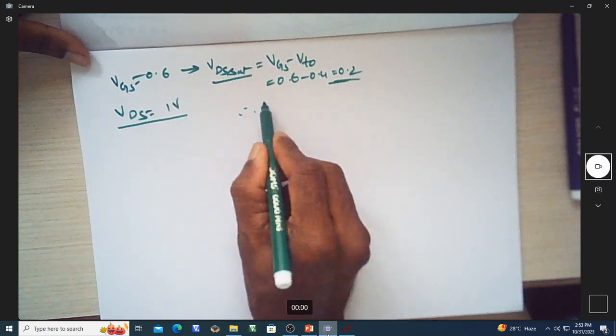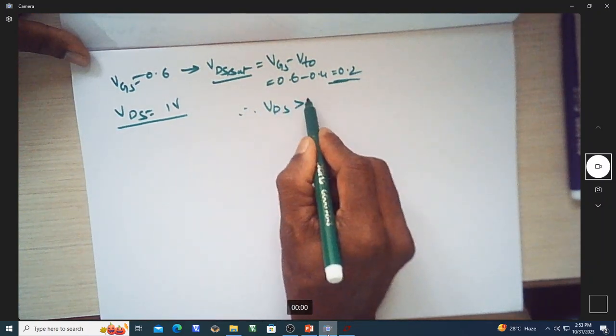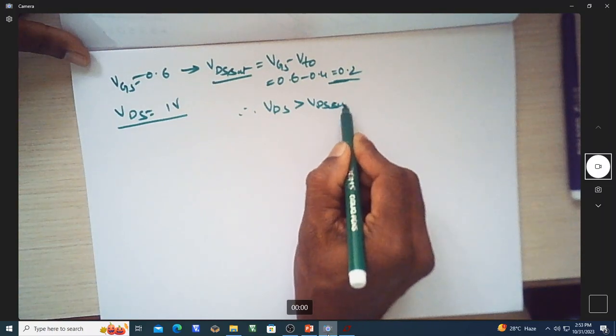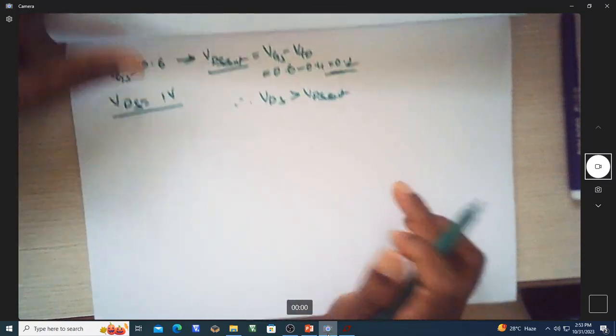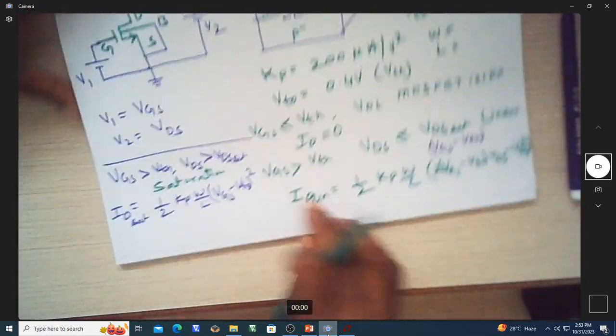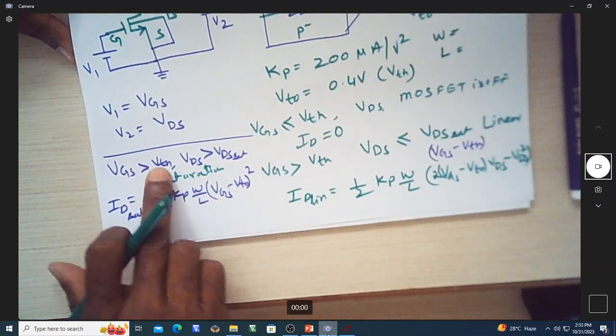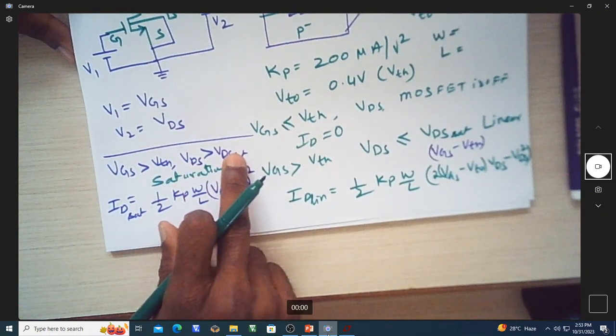So now the condition is VDS is greater than VDS SAT. This was the condition for keeping the MOSFET in saturation. VGS is more than VTH, and VDS is also more than VDS SAT. So the MOSFET should be in saturation.